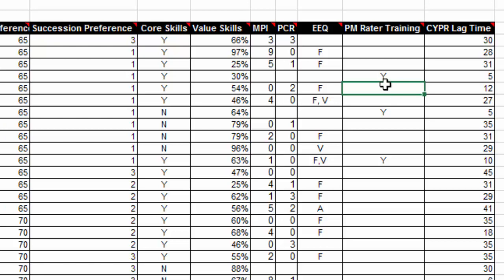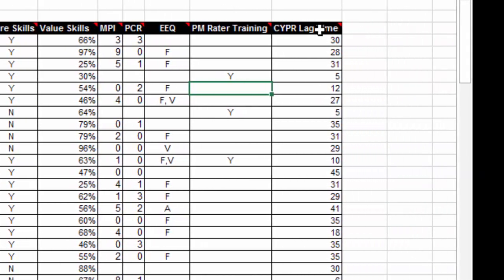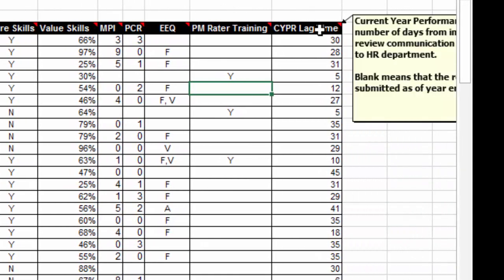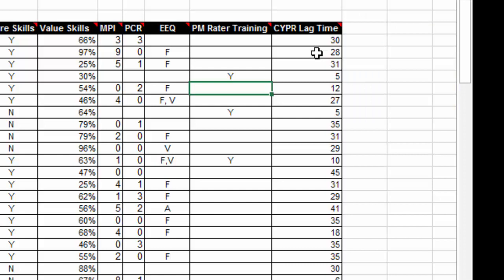So did they receive the training, yes or no? And the last column is what is the lag time between communication of a performance rating process to the supervisor and the supervisor actually completing that review for HR to record. So if it's taking 30 days for a supervisor to get a rating in, there might be some issues with the system.